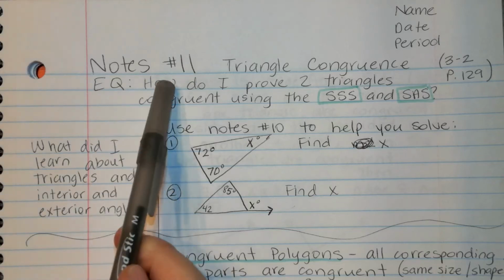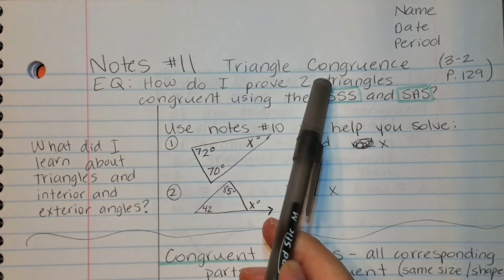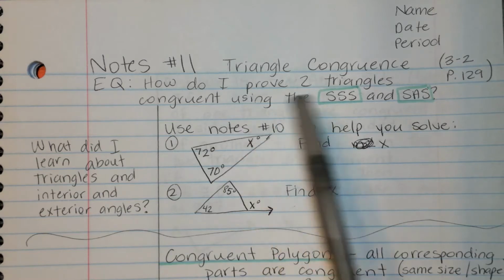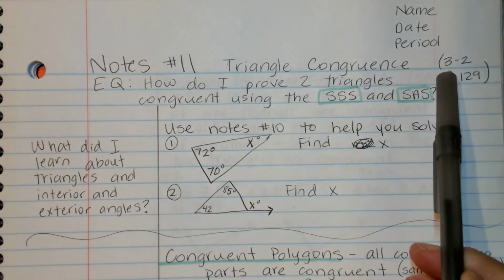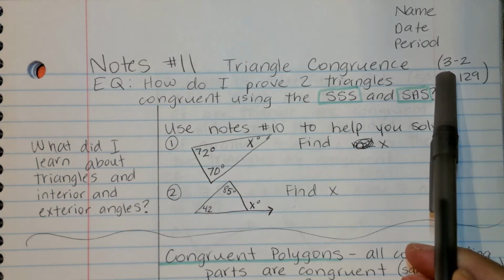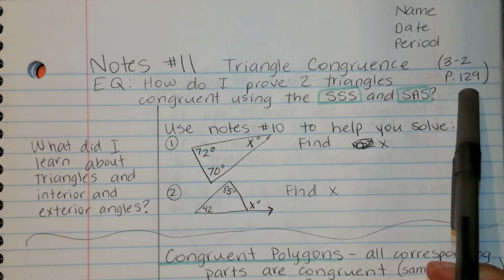These are notes number 11, triangle congruence. They're the first set of notes for this week. Make sure you have your paper set up correctly with your name, date, period. This is chapter 3, section 2, and it starts on page 129.